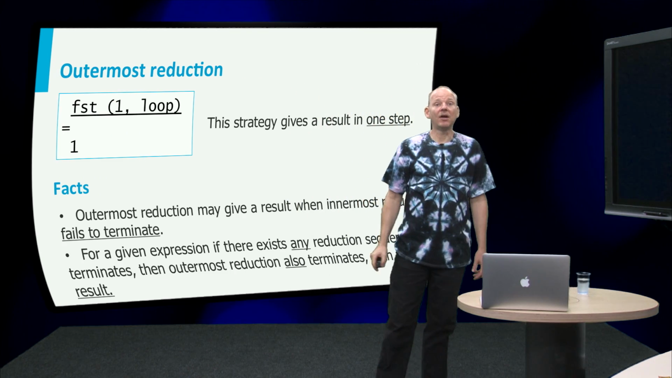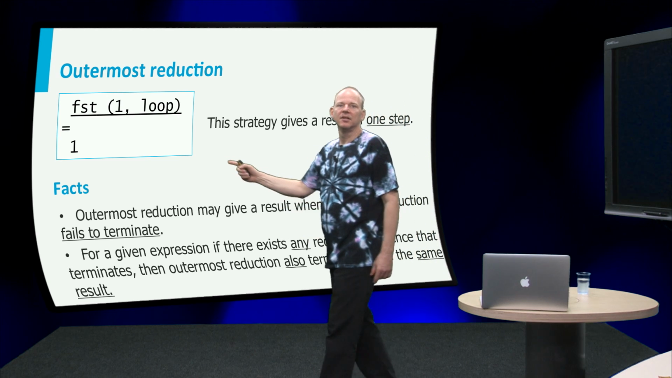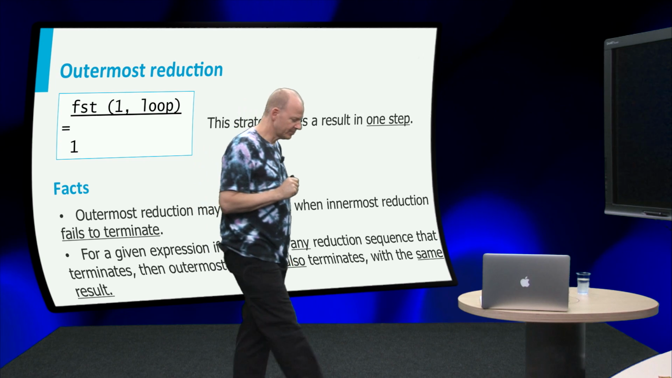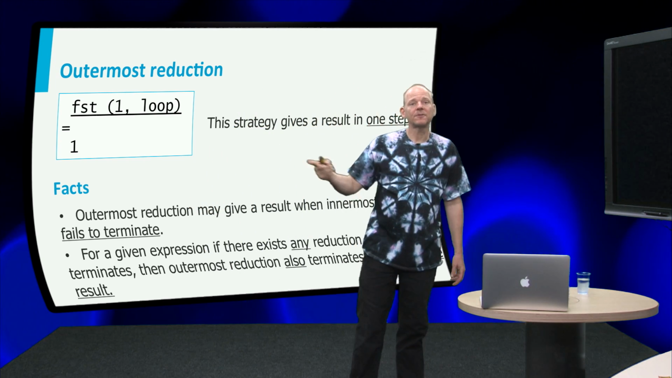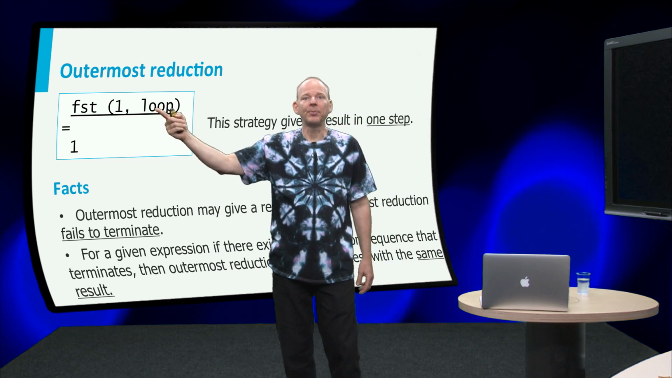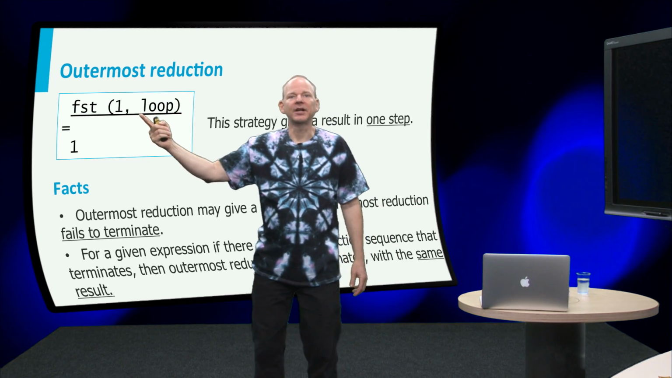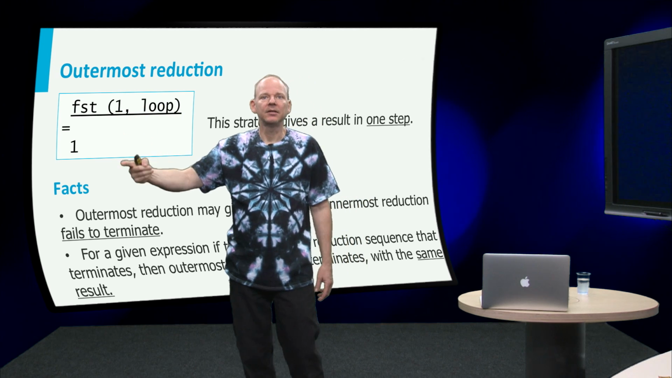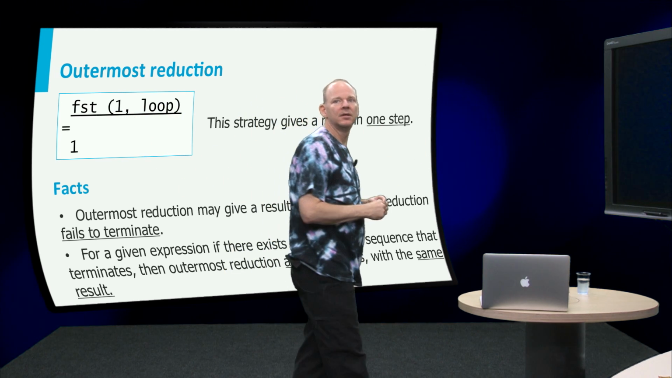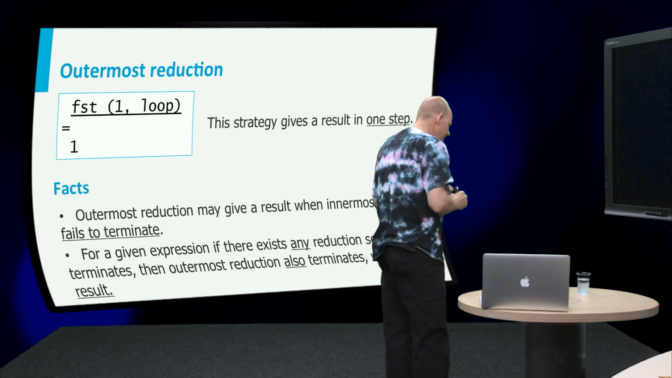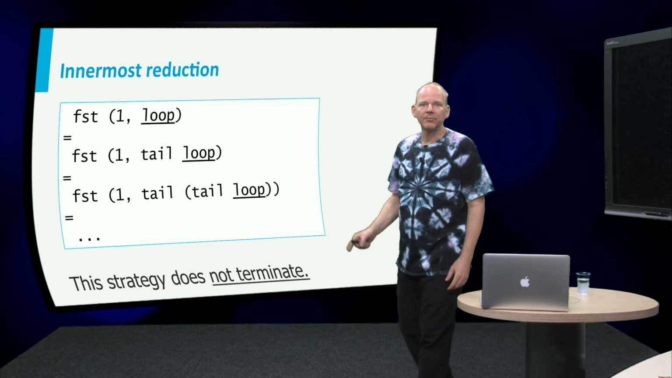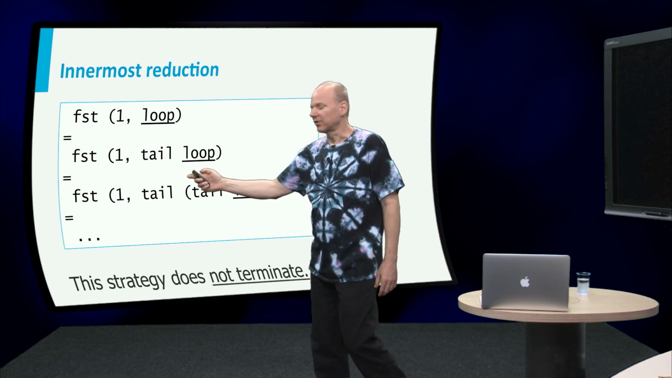Now let's look at the outermost reduction. In that case, we take the outermost reducible expression. That's first, applied to a tuple, which is a reducible expression. So first of a tuple A and B is A, it's 1, and we're done. So this strategy gives us the result in one step, whereas the innermost reduction would never terminate.